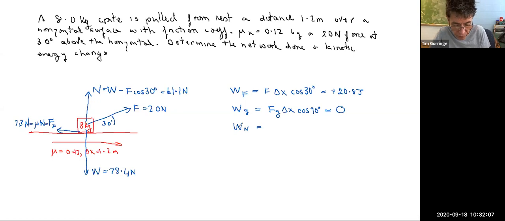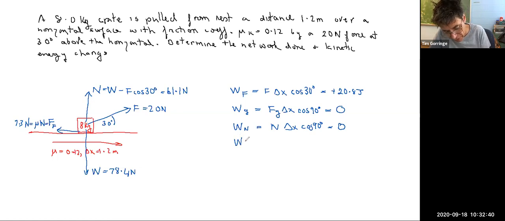Next force is the normal force, so let's calculate the work done by the normal force. It would be the normal force times the displacement times the cosine of the angle between the normal force and the displacement. But again, the displacement's rightwards, the normal force is upwards, so there's 90 degrees between the direction of the normal force and the direction of the motion, and the cosine of 90 degrees is 0, and so the work done by the normal force is 0.